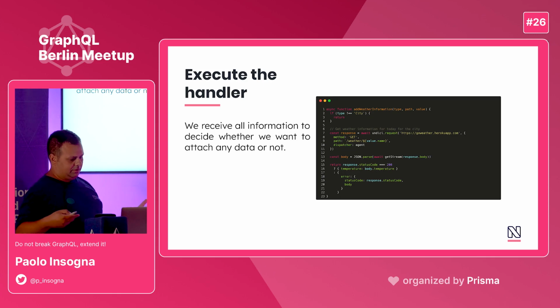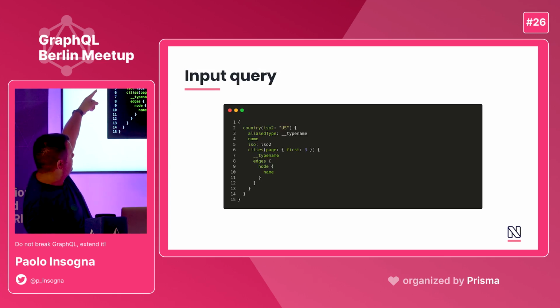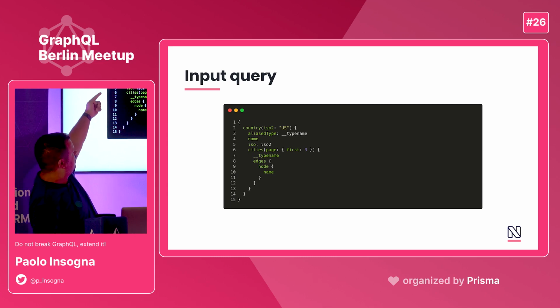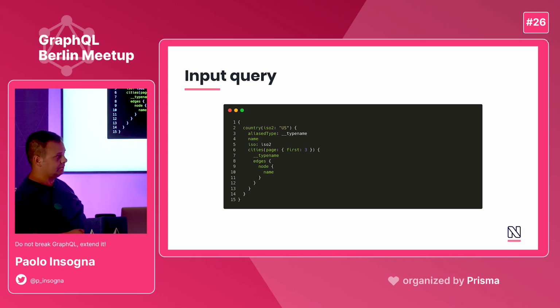And that's it. That's the implementation. Now, let's see a very quick example. So, this is the original query that the client has sent to the server. Very easy. It's a country query with some types, some edge nodes, and so forth. As you can see, type name is present here and is present on line 3 as an alias.